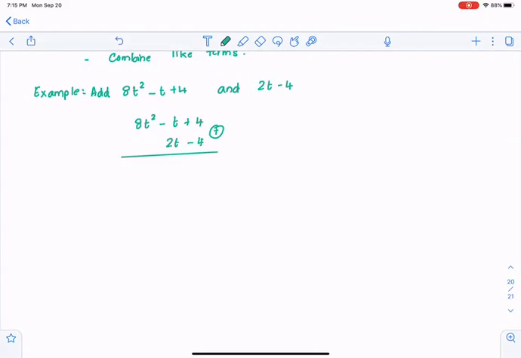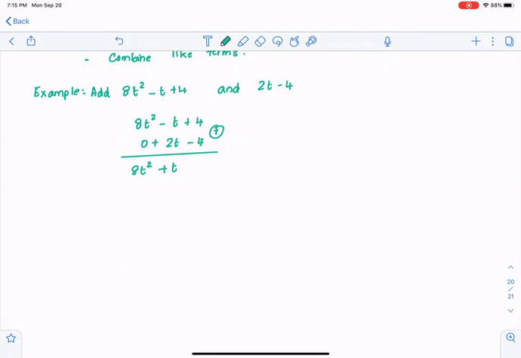T squared, I have none, so I'm just going to put 0 there. So 8t squared plus 0 would be 8t squared. Minus t plus 2t is simply t. 4 minus 4 is 0. So the answer is 8t squared plus t.